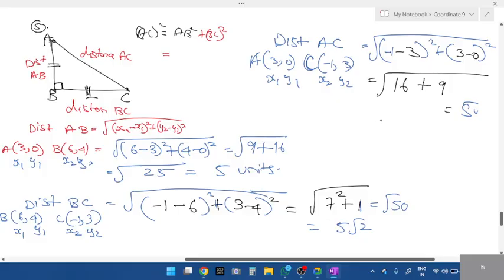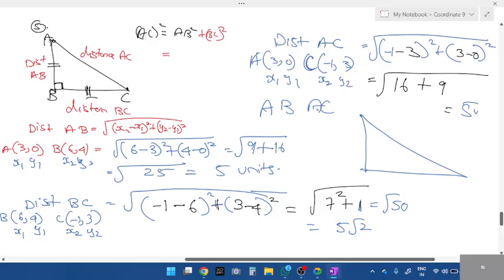How many distances are equal? Tell me which two distances are equal? AB and AC. According to that, we need to draw a triangle. Which two are equal? AB and AC. You look here.